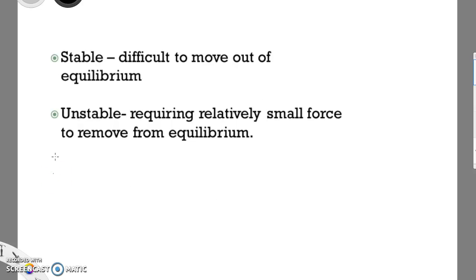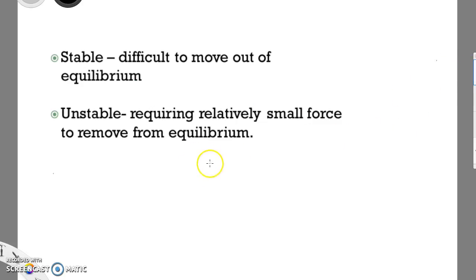Okay, and so we're going to talk about a couple kinds of equilibrium. We have stable equilibrium, in which something is very difficult to move out of equilibrium. You can imagine like the table that you're sitting at school, like in our classroom, our lab tables. Or we have unstable equilibrium, something where it's really easy to tip over. So let's say you have a glass of water. That would be in unstable equilibrium because it's easy to knock over a glass of water, where it's difficult to tip over the table. And we're going to talk about why.